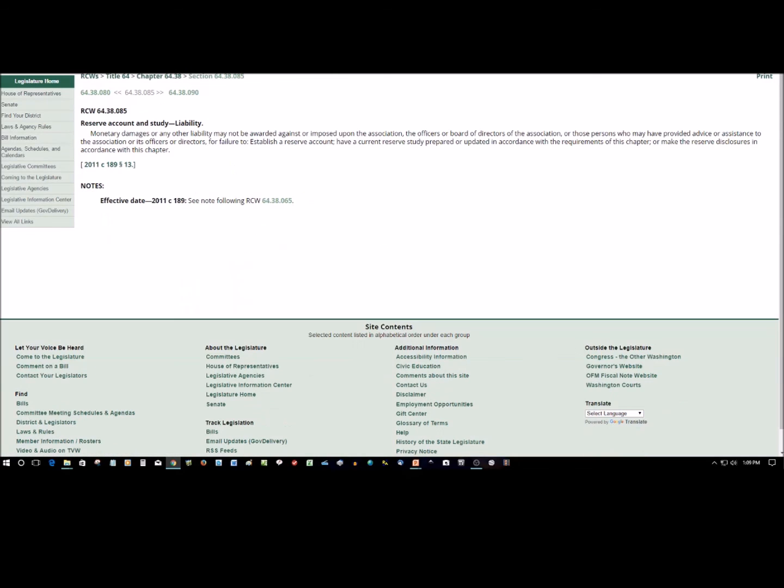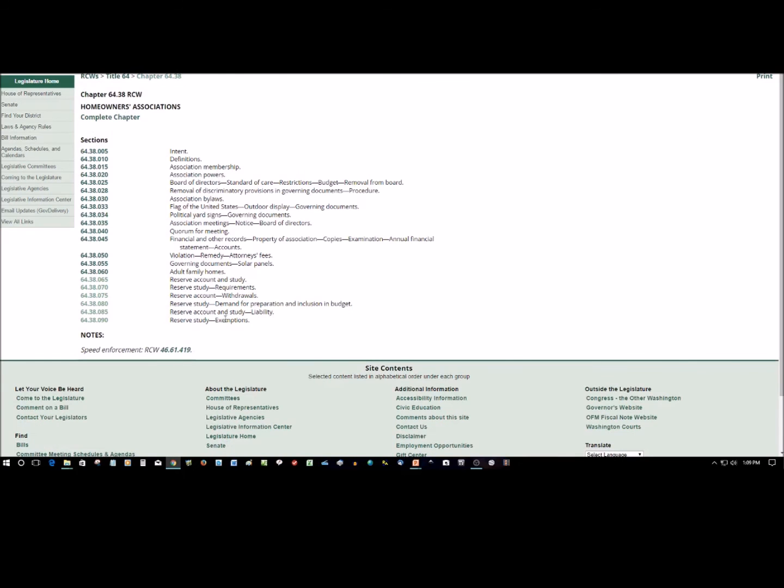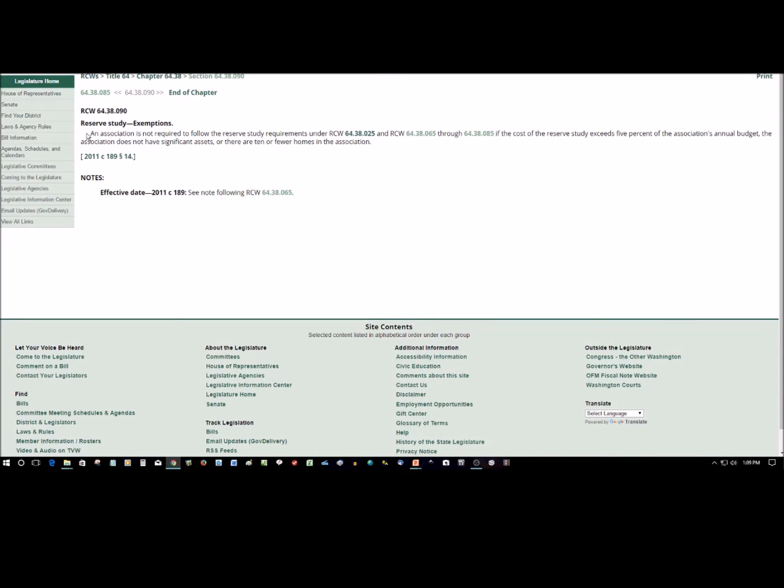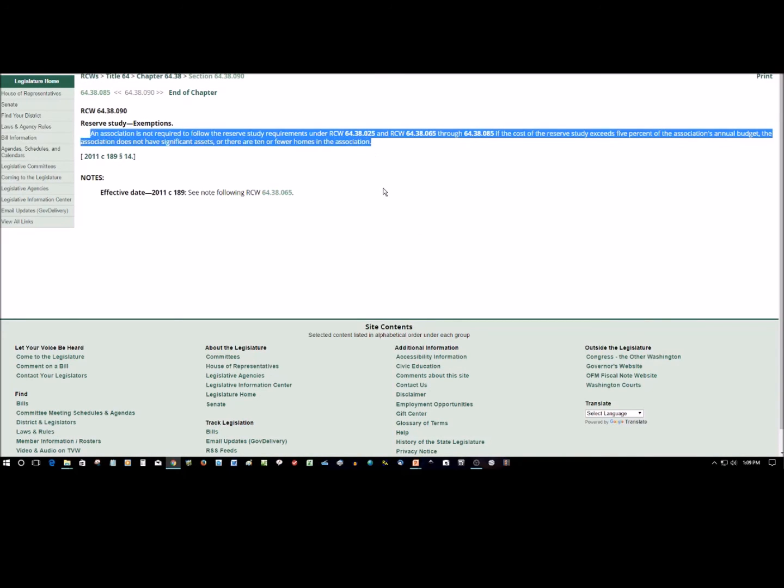Next one down, liability to directors and officers of the board, and exemptions here. Let's look at that one. That's a pretty good one. So an association, let's just read through this, is not required to follow reserve study requirements if the cost of the reserve study exceeds 5% of the association's annual budget, the association does not have significant assets, or there are 10 or fewer homes in the association.